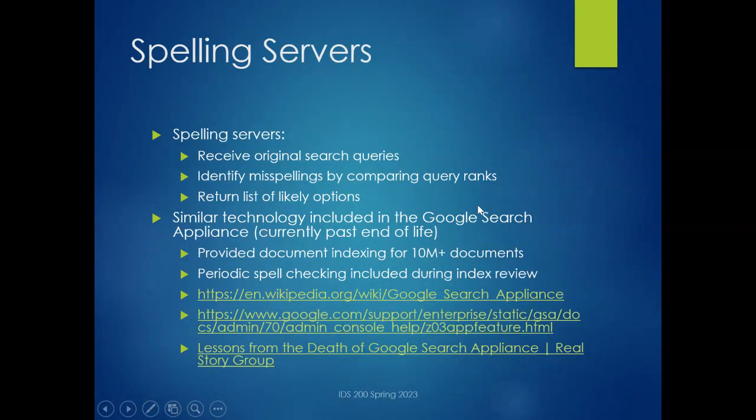The way a lot of people first saw this was something called the Google Search Appliance. It was basically a little piece of hardware that kind of looked like a server, and you could store many documents on it, right? 10 million or more, depending on the size of the documents.